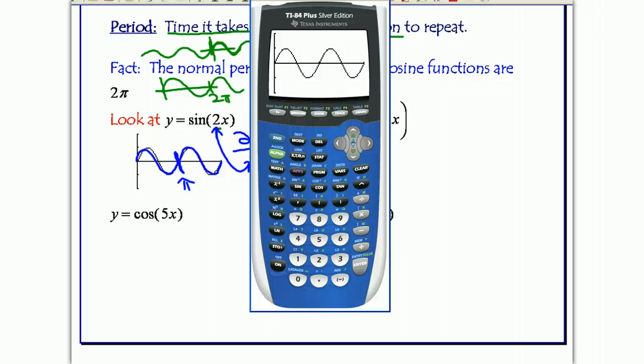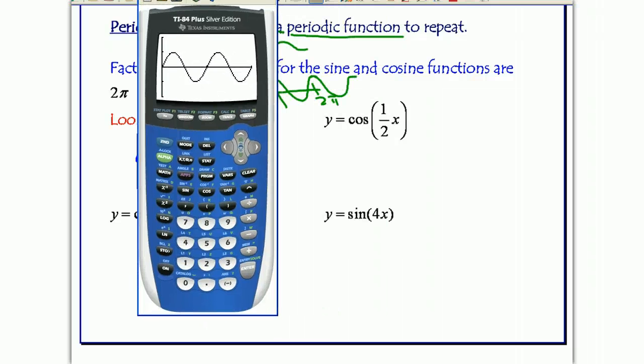Let's try this one with a half in here. And hopefully you're guessing well. It's going to cut the period. It's going to occur half as many, or dividing by a half, it's going to double the period. Let's take a look and see. Let's go cosine. And we've got 1/2 x, so it's going to occur half as frequently. 1/2 x. Let's see what this looks like when we hit graph.